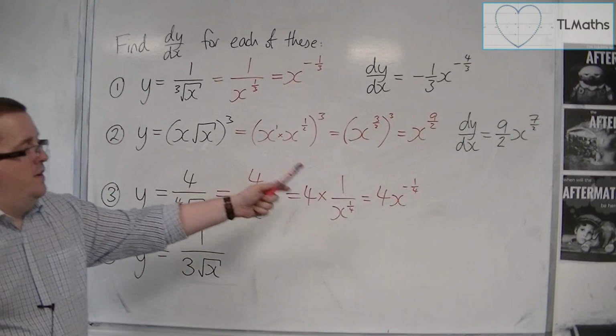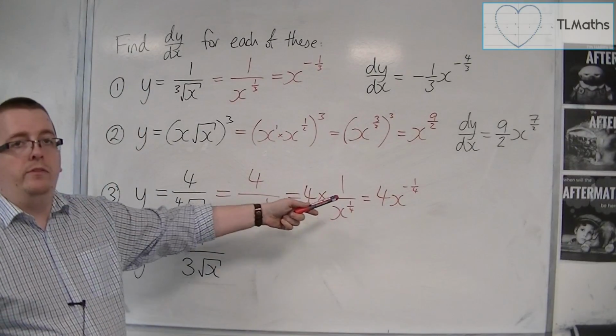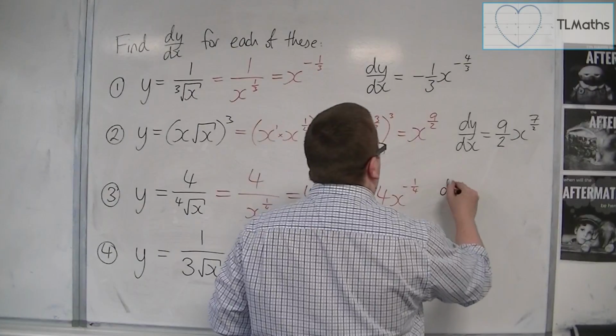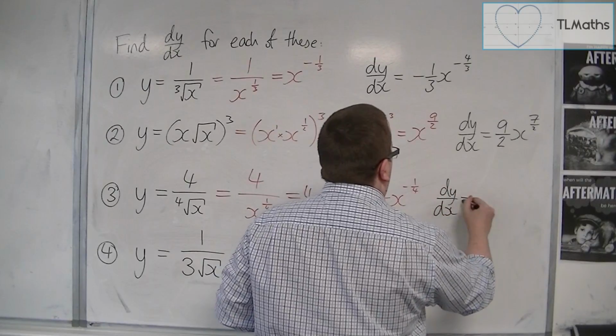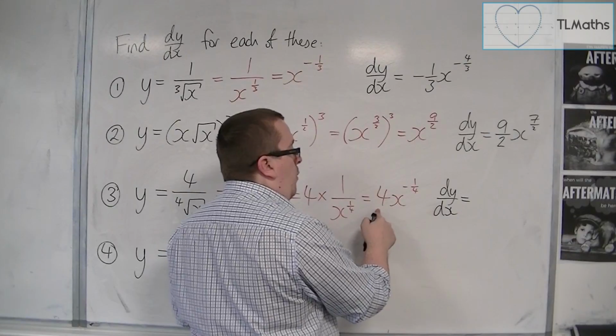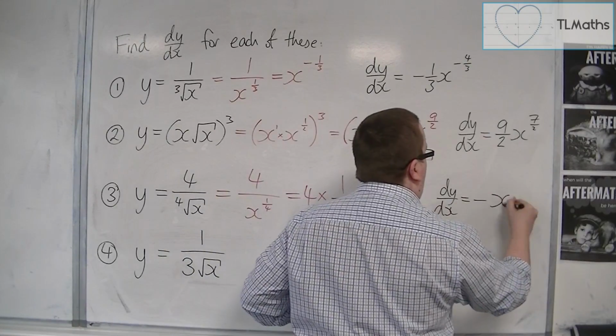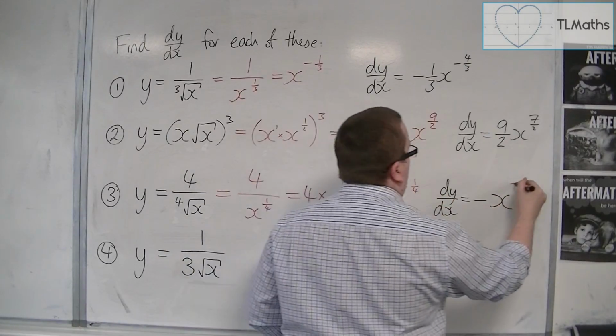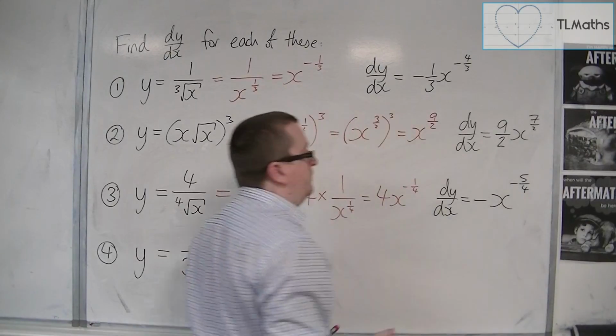We now know how to differentiate this. So dy by dx, the power multiplies with the 4, so minus a quarter times 4 is minus 1. So we have minus x. Take 1 off the power, we have minus 5 quarters.